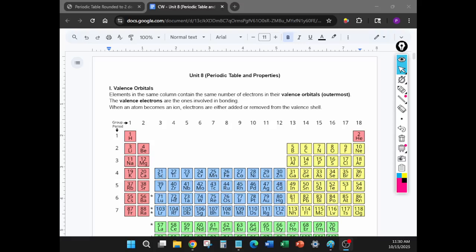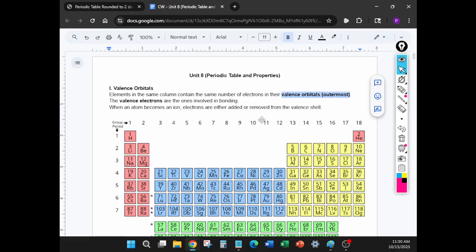Alright, so Unit 8, we are going to talk about the periodic table a lot and how there are different patterns and things you can find on the periodic table. Now, it all starts with valence orbitals, valence shells, and valence electrons. We just talked about that in Unit 7. Valence just means the outermost, so the outermost shell. Valence electrons are the electrons in the outermost shell.